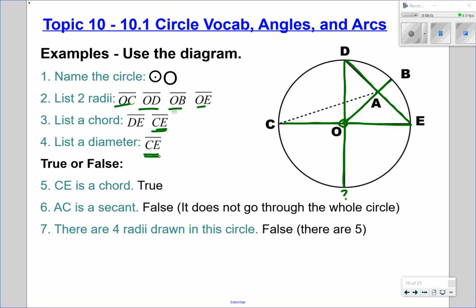Segment CE is a chord because it touches the circle twice. It's also the diameter. So just know this is also the diameter. But remember, a diameter is simply a chord that goes through the center.